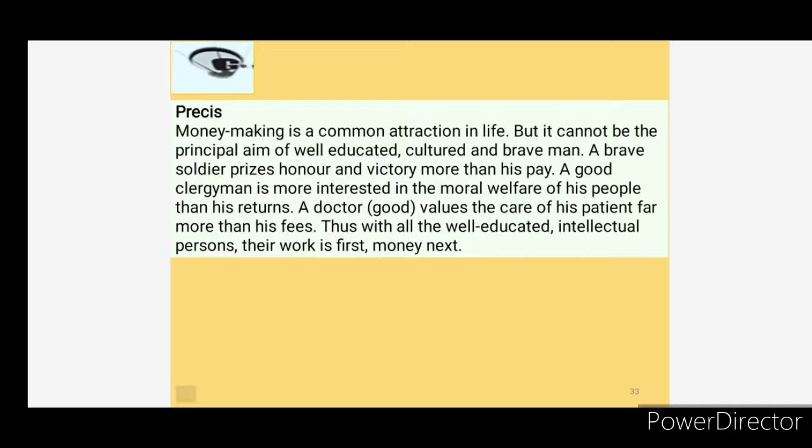So let's have a look at how we are going to bring it to one third. Money making is a common attraction in life, but it cannot be the principal aim of a well-educated, cultured, and brave man. A brave soldier prizes honor and victory more than his pay. A good clergyman is more interested in the moral welfare of his people than his returns. A doctor values the care of his patient far more than his fees. Thus, with all well-educated intellectual persons, their work is first, money next.